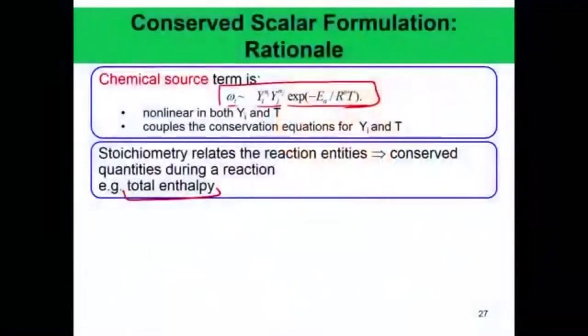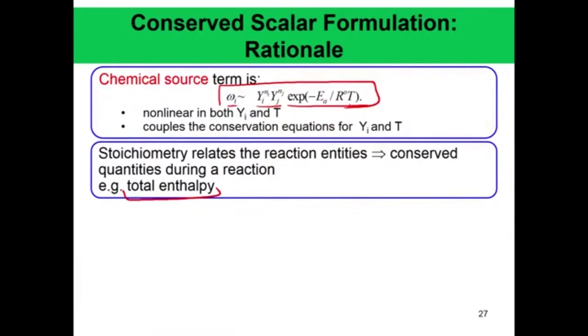Now total enthalpy in a reaction, as we have seen in chemical equilibrium when we discussed adiabatic flame temperature, is essentially the enthalpy of formation becoming sensible enthalpy when the reaction is complete, right? So of course the total enthalpy does not change during this. So this suggests that if we are clever, we can find quantities which are essentially conserved. Now the question is that it is very difficult to find quantities which will be conserved in a convective diffusive medium.